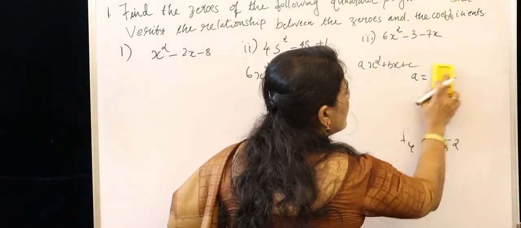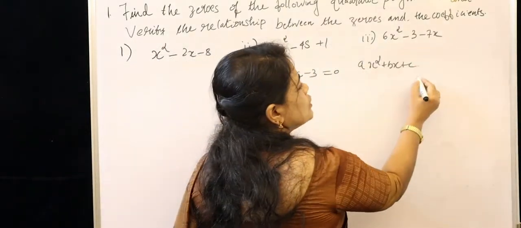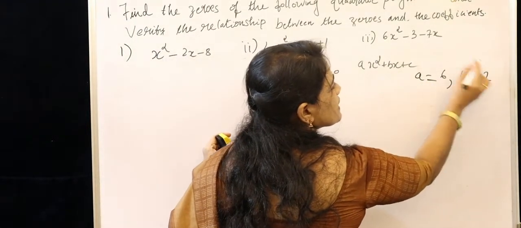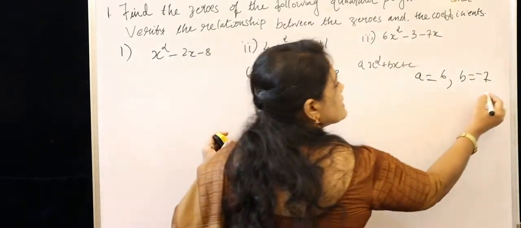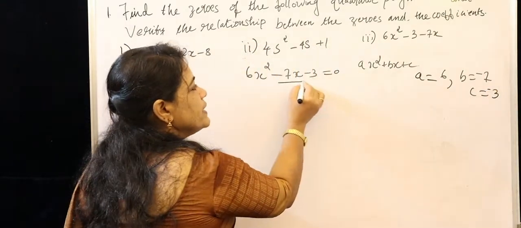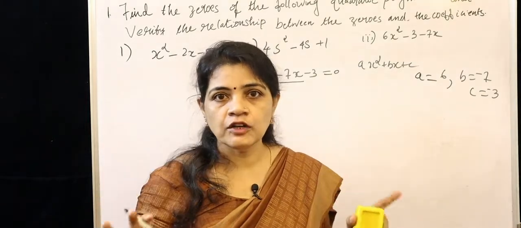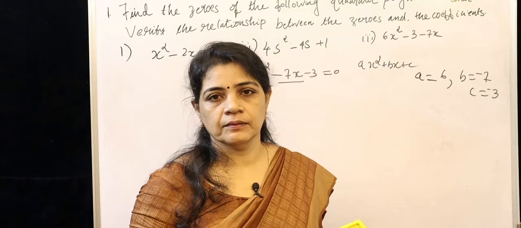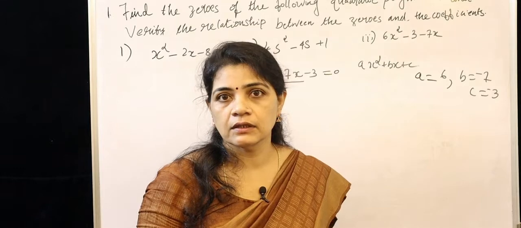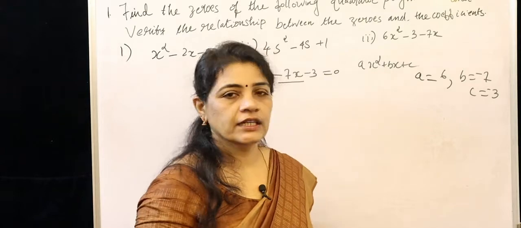Now, we can compare and write what a, b and c are. So, a is equal to 6, b is equal to minus 7, the coefficient of x, and c is equal to the constant, minus 3. We are going to split the middle term. All these three, having 3 terms, that is standard form. So, you can apply splitting the middle term. Okay, if the given polynomial is not in the standard form, you can apply another method, by taking the common factor. So you can't apply splitting the middle term for those cases.